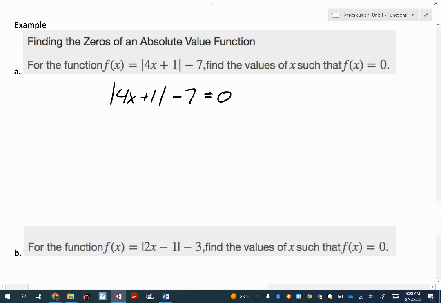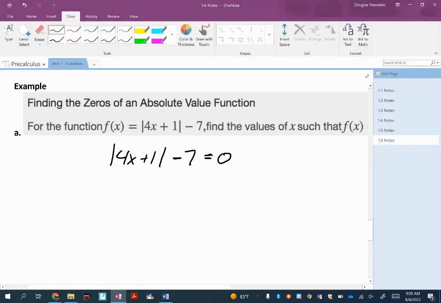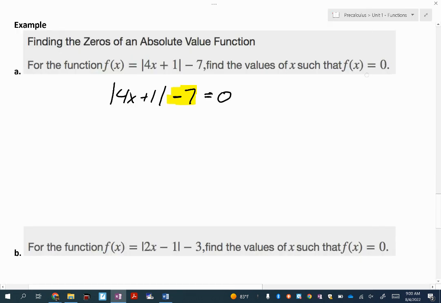So essentially, my x-intercepts or solutions. When I do this, the absolute value is not isolated. I notice that minus 7 right here is not inside the absolute value, and it needs to move to the other side. So I have the absolute value of 4x plus 1 equals positive 7.